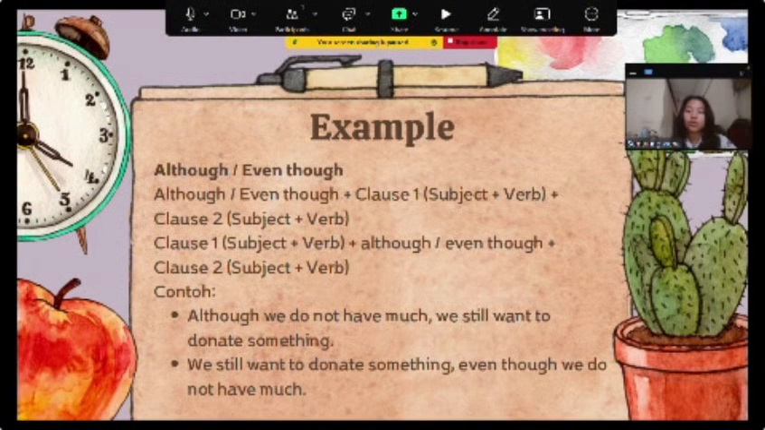Next, although or even though. Although or even though plus clause 1 or subject plus verb, plus clause 2 or subject plus verb. And then clause 1 or subject plus verb, plus although or even though, plus clause 2, subject plus verb. The example is, although we do not have much, we still want to donate something. Example 2, we still want to donate something, even though we do not have much.